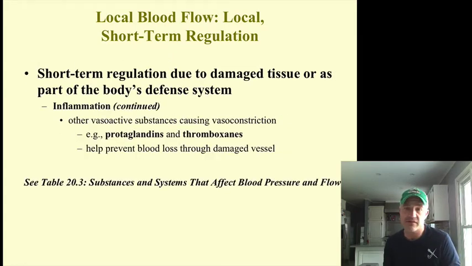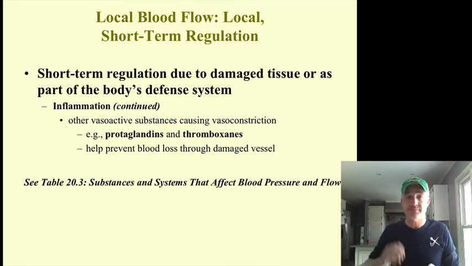There are some other examples that can cause vasoconstriction, things like prostaglandins or thromboxanes. And again, these are more when you have bad enough damage to the tissue that you are losing blood. A lot of times these are going to cause that vasoconstriction, which we talked about with hemostasis, to help prevent that blood loss. So again, in response to tissue damage, we can have things that lead to both vasoconstriction and vasodilation.